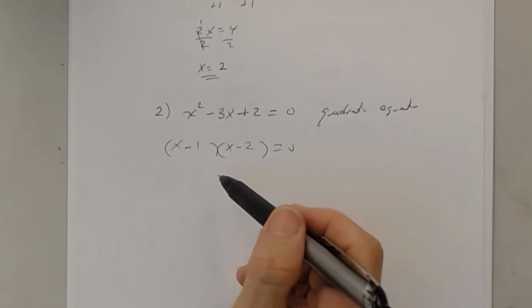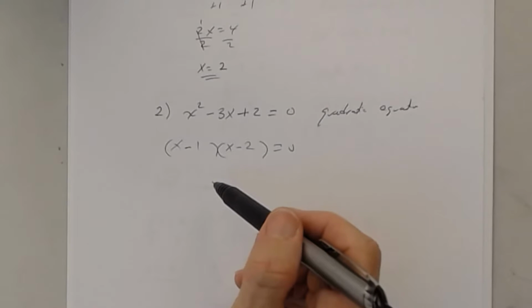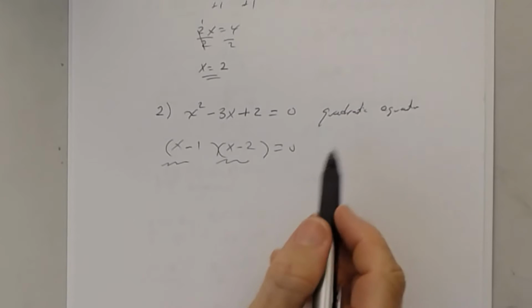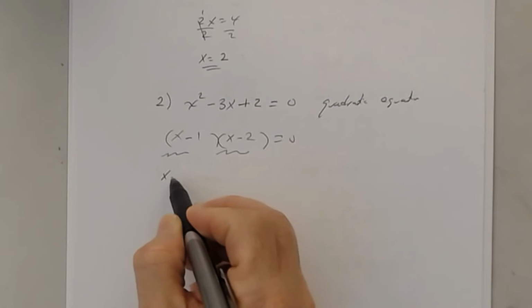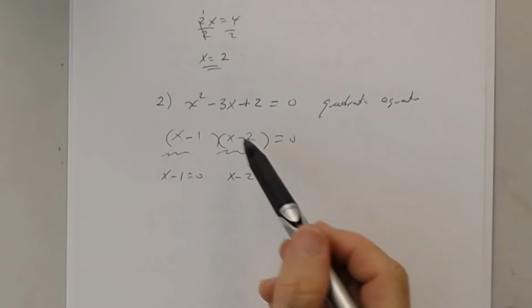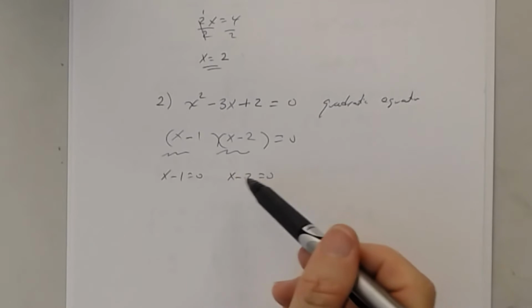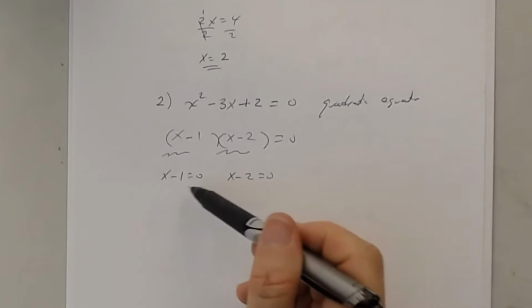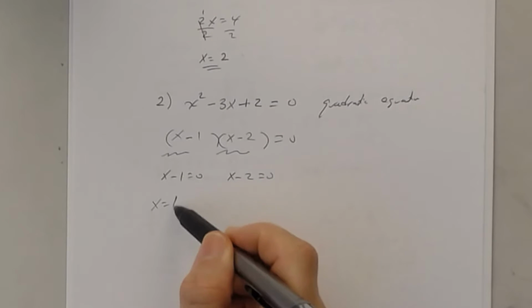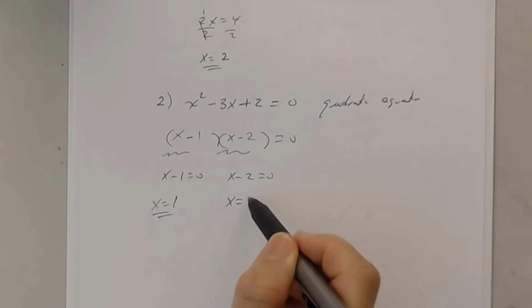Now, what's the next step, though? Remember, I'm trying to solve for x. I use the zero factor property because I have 2 factors whose product is 0. So I set each one equal to 0. And notice I went from a quadratic equation to 2 linear equations. And each of these is easy to determine. What's x over here? 1. And what's x over here? 2.